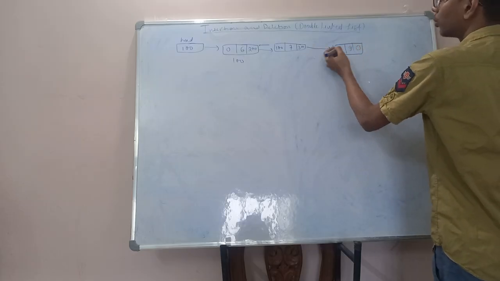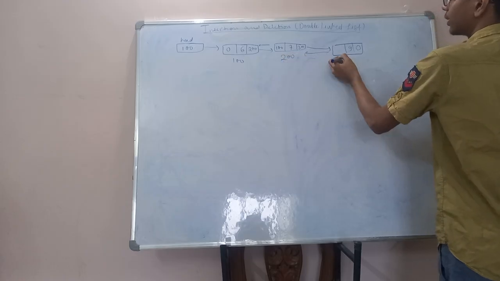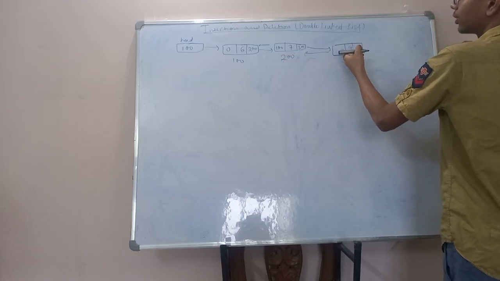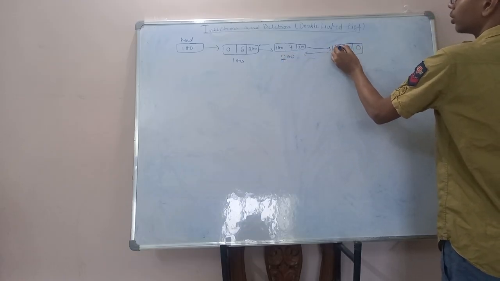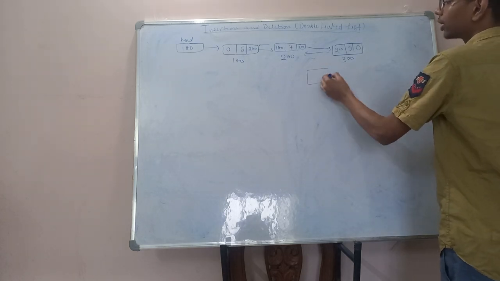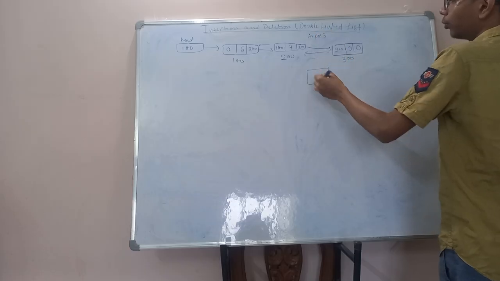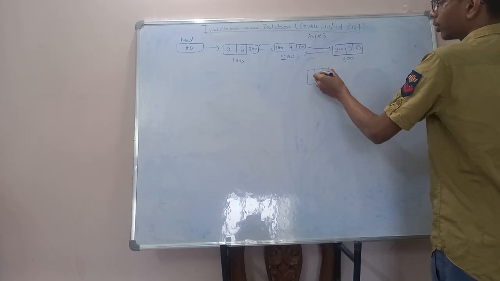This is pointing to its previous node. So suppose this has address 200 and this has address 300, and this is pointing to its previous node. Now suppose I want to insert a node at position 3.